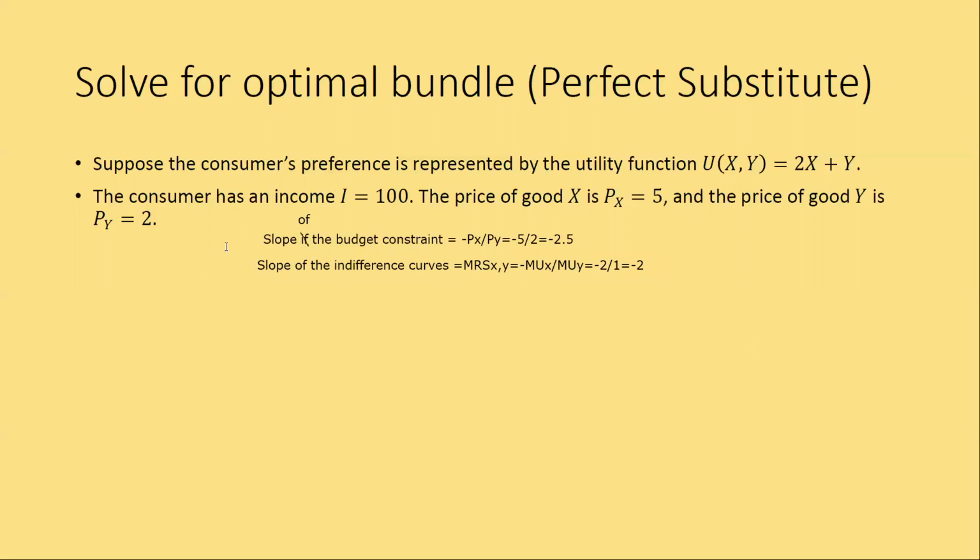So we can see that the slope of the budget constraint is steeper because the absolute value of this slope is larger. It is 2.5, which is larger than 2, the absolute value of the slope of the indifference curve. So the budget constraint is steeper than the indifference curve.